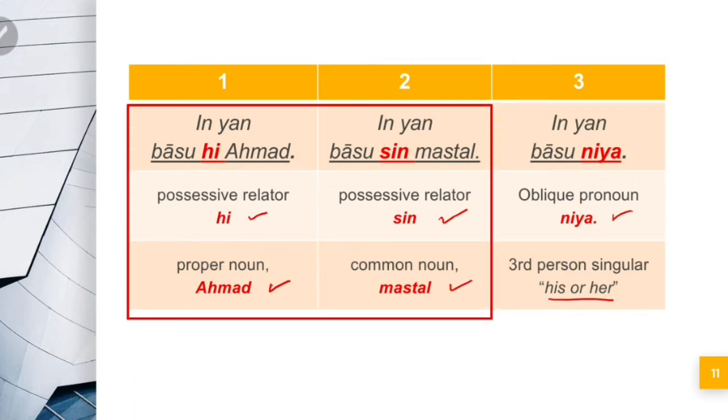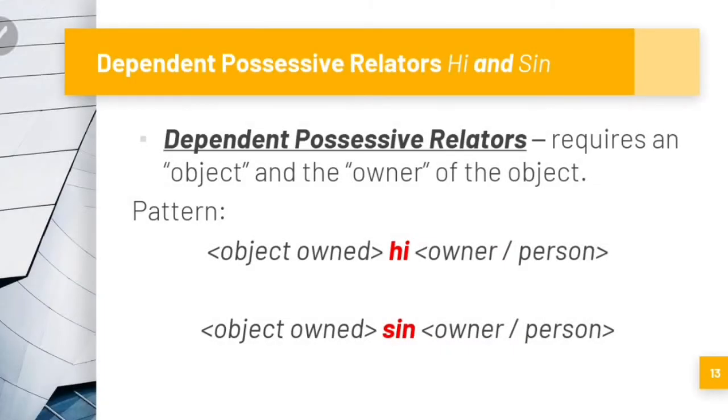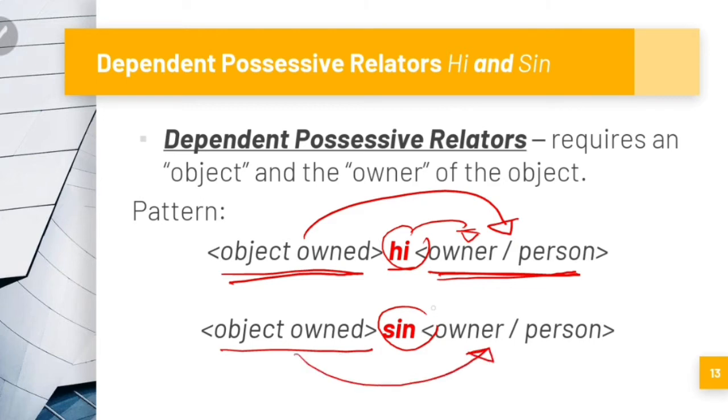So first, we will discuss the first two examples, the dependent possessive relators he and sin. Now, dependent possessive relators are relators that require an object and the owner of the object. It requires an object written before the relator, he or sin, and followed by the owner of the object. So the owner is written after the relator he or sin, and the object owned is written before. So the object owned here and the owner at the end, and in between are the relators.